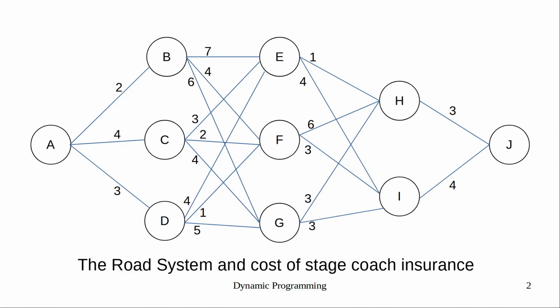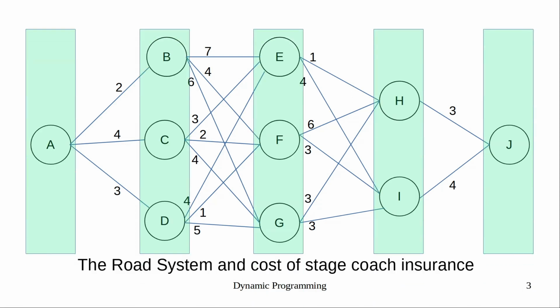From A, B, C, D, from B, C, D, either E, F, G, and from either E, F, G, either H, I and J. So this problem can be broken down to stages, where if you're at A, you're at stage 1. If you're in either B, C or D, you're at stage 2. You're in either E, F or G, you're on stage 3. Stage 4 is going to be your H and I, and stage 5 is J. Now the lines, the blue lines, are the stagecoach runs.